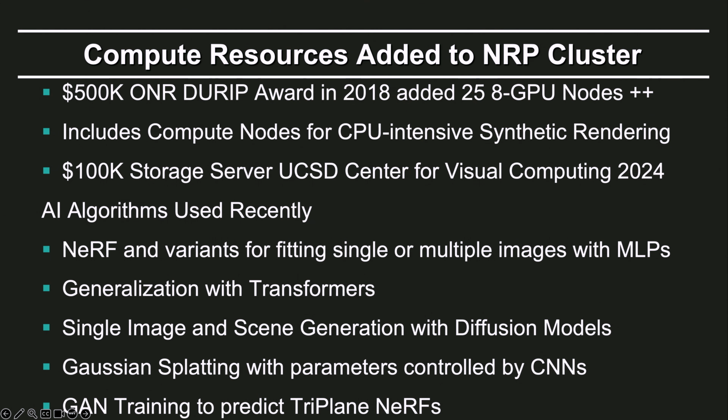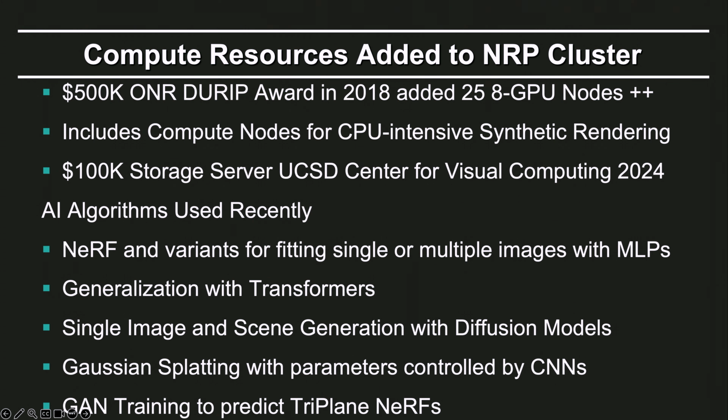More recently, from the Center for Visual Computing, of which I'm the director, we used funds from that to buy a 100K storage server, and add that to the NRP resources. It's now completely integrated and can be used in the resources, because many of the data sets we are seeing now are really exploding in size and we need better storage.